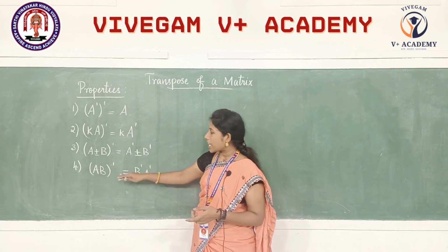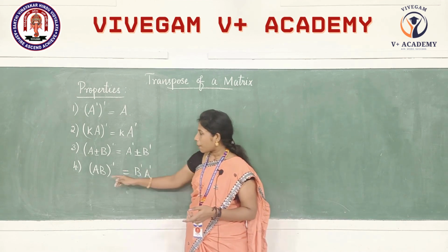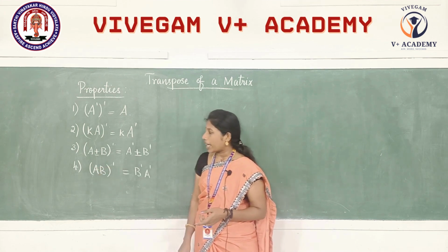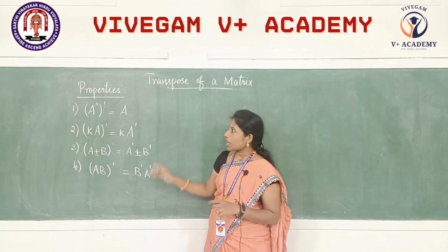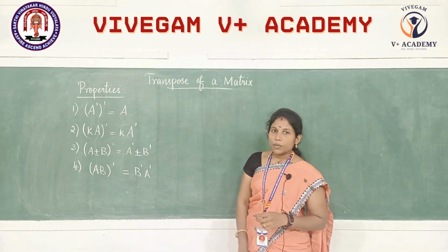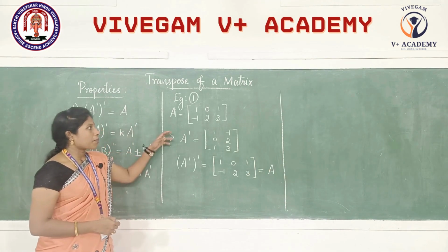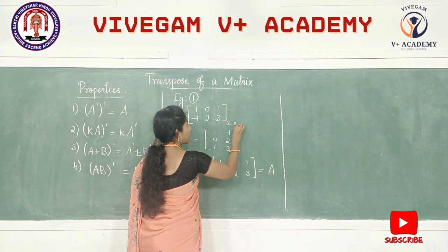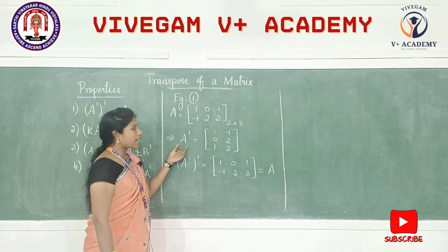For a product, the transpose is applied in the reverse way. So (AB) the whole transpose is equal to B transpose into A transpose. Using some examples, we are going to see all the properties. Now consider this example. Here I have taken a matrix A as a 2 cross 3 matrix. Now we are going to take a transpose for this.